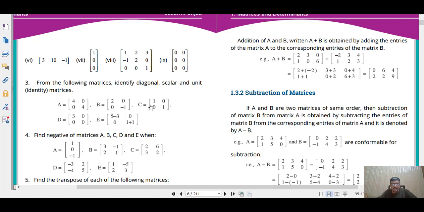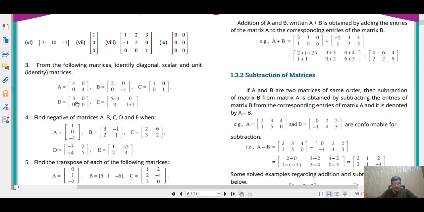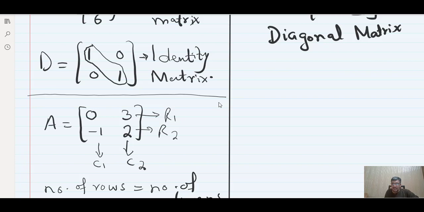Now I'm not going to solve the C matrix because 1 1 are in the diagonal. It is your identity matrix, or you can say unit matrix, and D is also your diagonal matrix. I am not going to solve this one. C and D are your practice questions. So let's solve the E part. E is 5 minus 3, 0, 1 plus 1, which is equal to 5 minus 3, 0, 1 plus 1, and this is 0.